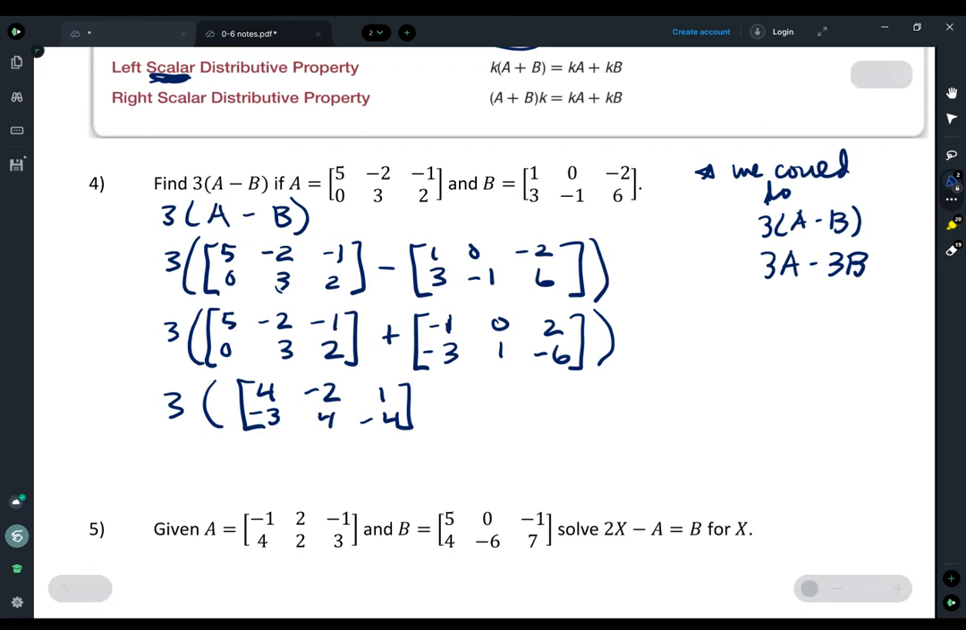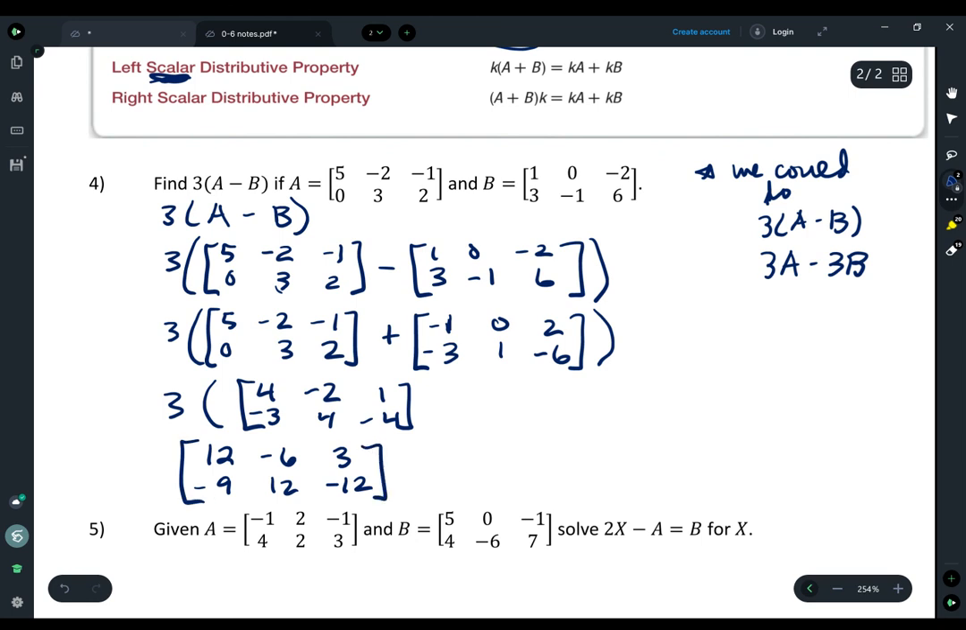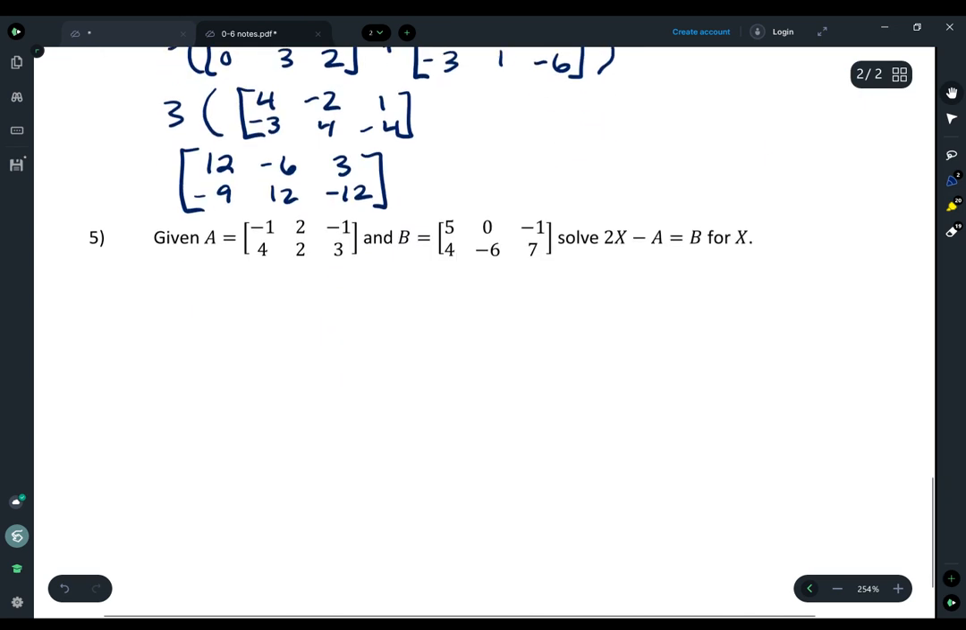And then our last step is going to be to go through and multiply everything by 3. And there's our answer. So our last problem is a little bit different. We have some matrices. We have A, we have B, and they want us to solve 2x minus A equals B for x.